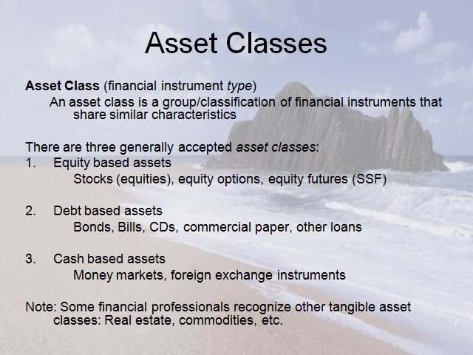An asset class is a group or classification of financial instruments that share similar characteristics. And there are three generally accepted asset classes. We have equity-based asset classes, and those include stocks, equity options, and equities futures contracts. We also have debt-based assets, and those would include bonds, bills or notes, certificates of deposit, commercial paper, and other types of loans. And we have cash-based assets, for example, money markets, foreign exchange instruments, etc. And some financial professionals represent other tangible asset classes like real estate and commodities.